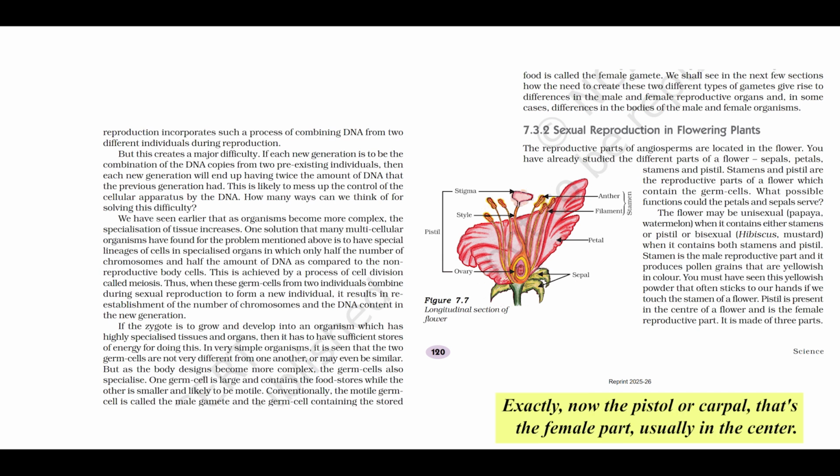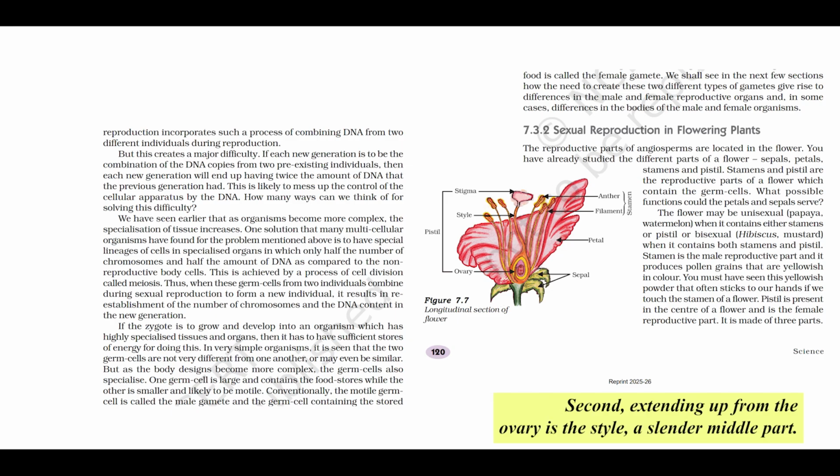Exactly. Now the pistil, or carpel, that's the female part, usually in the center. It has three distinct parts, often vertically arranged. First, the ovary, the swollen bottom part, very important. It contains the ovules, and each ovule contains the female germ cell, the egg cell, or female gamete.